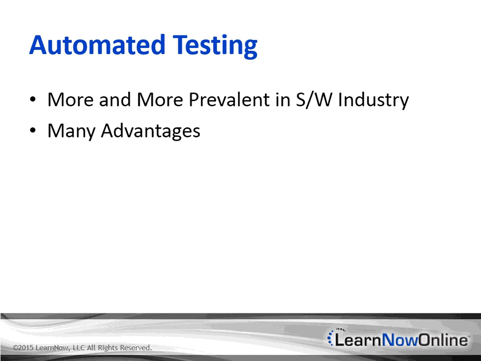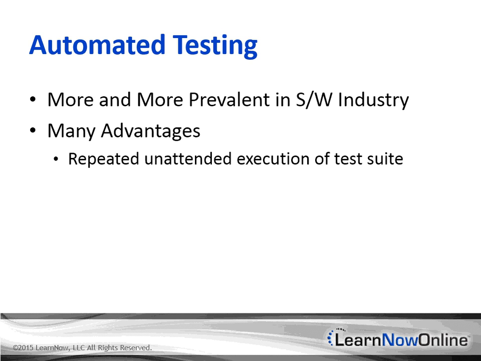Test automation involves using a software tool to run tests repeatedly against an application to be tested. Automated testing is becoming more and more utilized in the software industry, and with good reason, because there are many advantages to test automation, and they're all related to the repeatability of the test and the speed at which those tests can be executed.